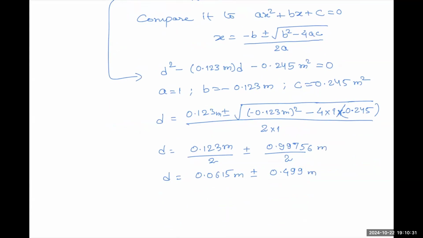Anyone? Positive. Why positive? Because you can't use a negative value, right? So you can use a negative also. You can. No, distance is a scalar, but here it's not a distance, it's a displacement, right? Force times the displacement. But here we'll take the positive.